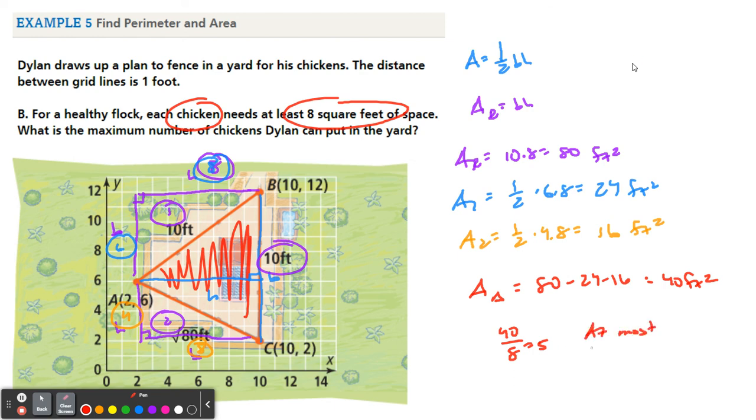Notice I say at most because each chicken needs at least 8 square feet. So 5 times 8 is 40. No more chickens can be in that space.